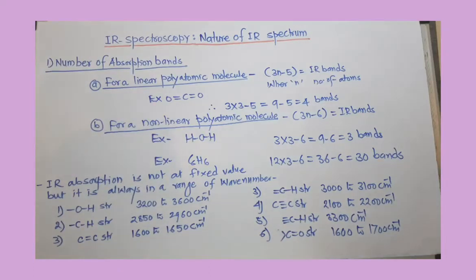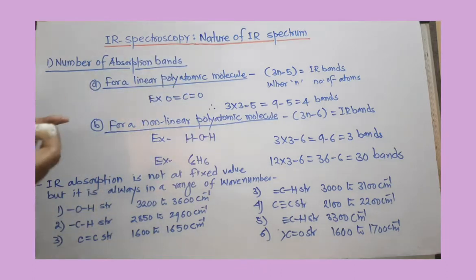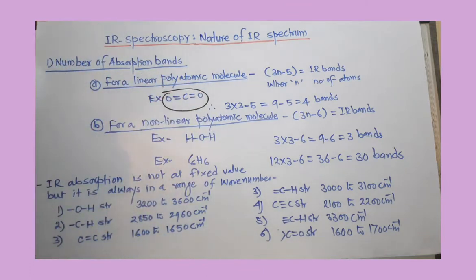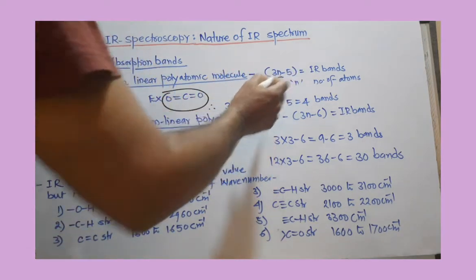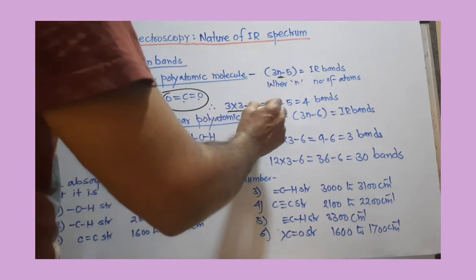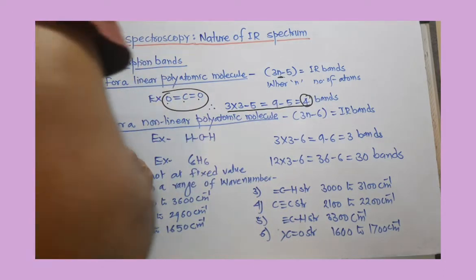Now, what is the nature of the IR spectrum that we are going to discuss? First of all, we'll try to find out the number of absorption bands for the molecules. There are two types of molecules we consider. One is linear polyatomic molecules, where more atoms are present but the structure is linear, just like carbon dioxide. For that, you use the formula 3n minus 5, where n means the number of atoms present in the molecule. If there are 3 atoms, you put that value here and you get 4 after calculation. So carbon dioxide will give 4 bands.